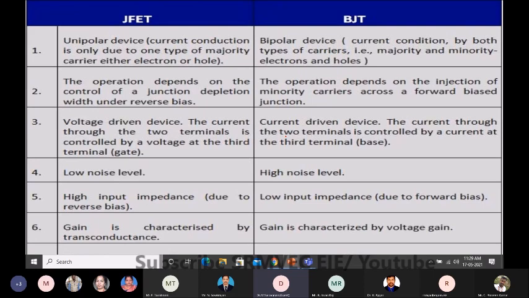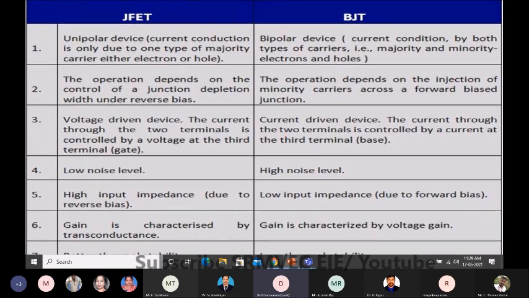And gain is characterized by transconductance here, and in BJT it is by voltage gain. Transconductance means relating the input and output. Okay, so transfer, transconductance, everything is relating to input and output. So that is how we are taking it up.